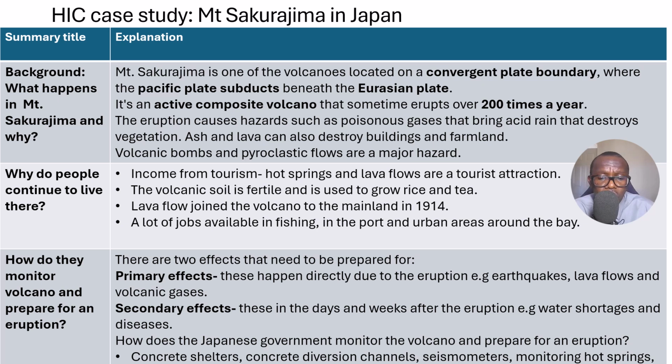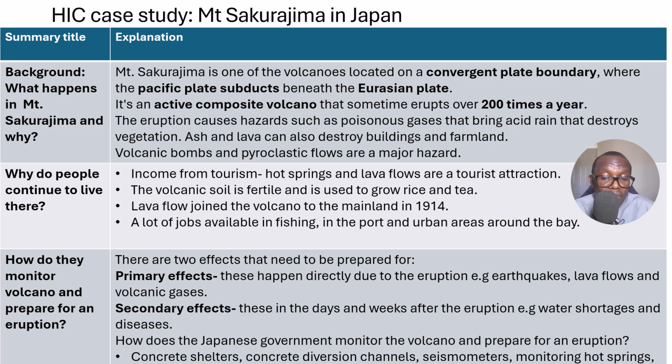And so how does the Japanese government monitor the volcano and prepare for the eruption? So they have constructed several things to try and help them deal with any volcanic eruptions that may occur. And one of the things that they have done is that they have constructed concrete shelters. Now, those shelters are obviously places where people can take refuge when the volcano is active and erupting, so that they can shelter away from the lava and any other danger like volcanic bombs, pyroclastic flows and so on.